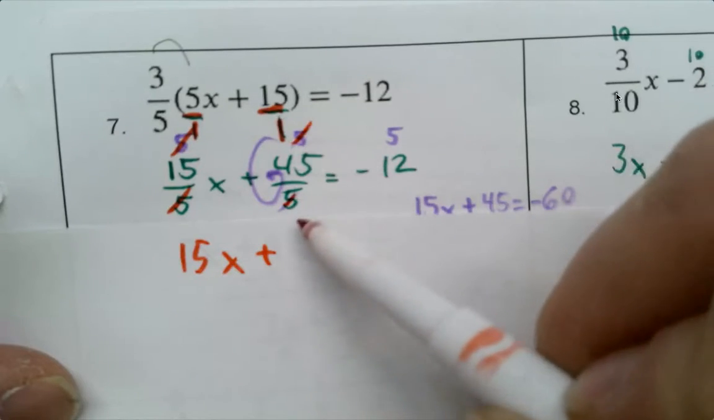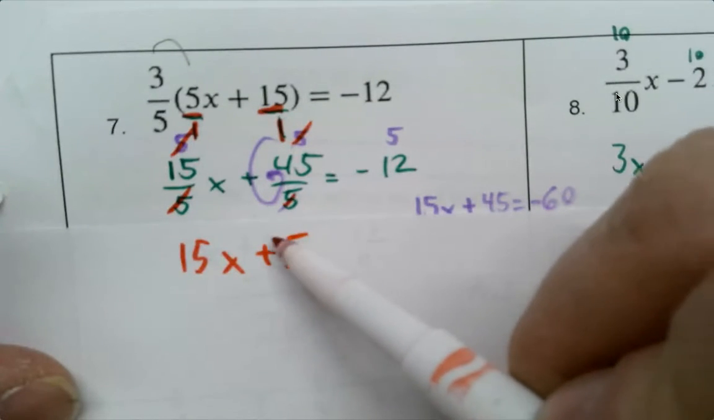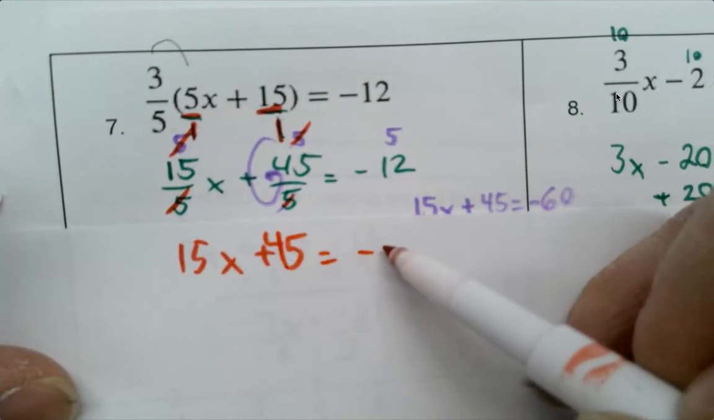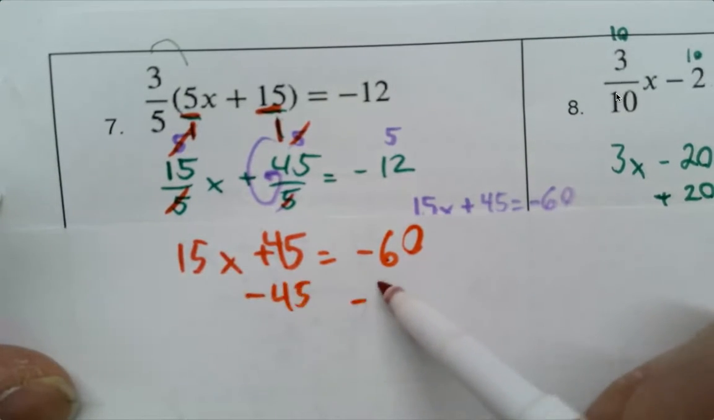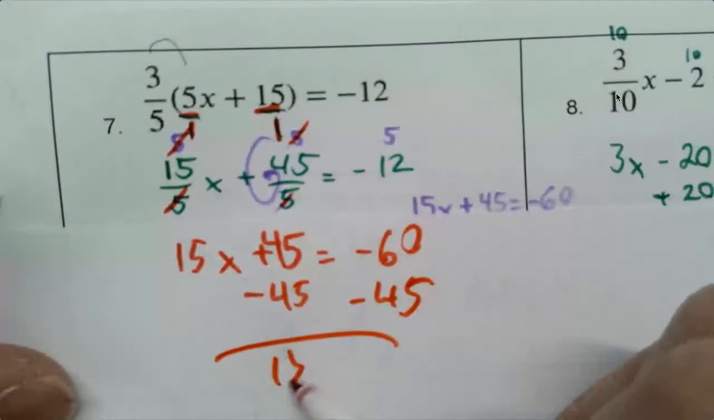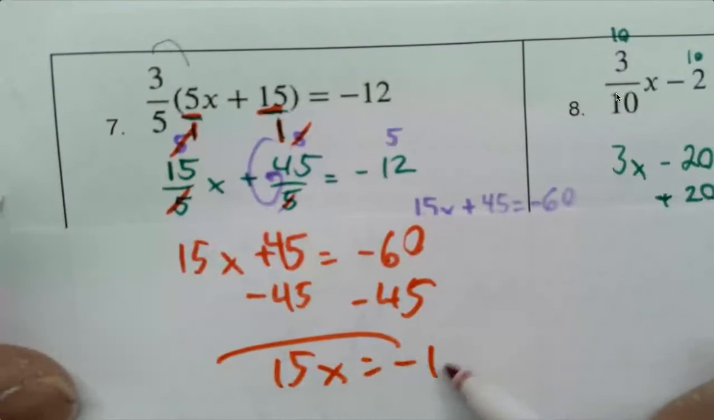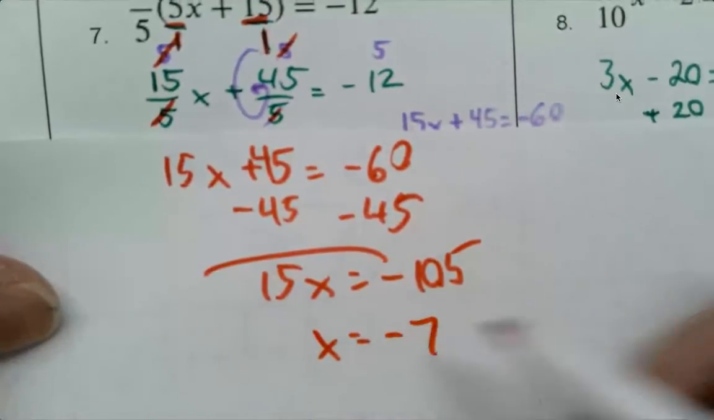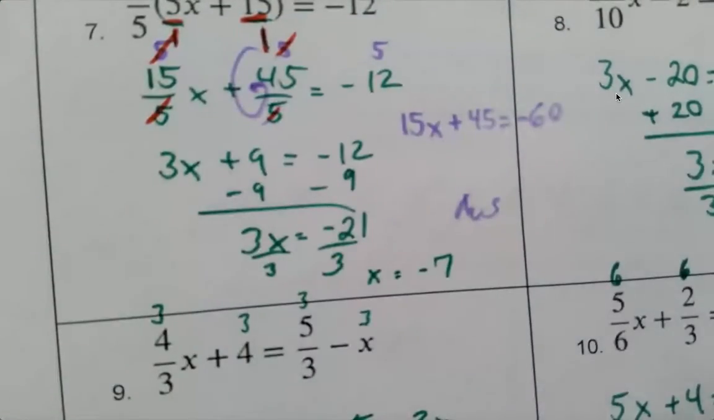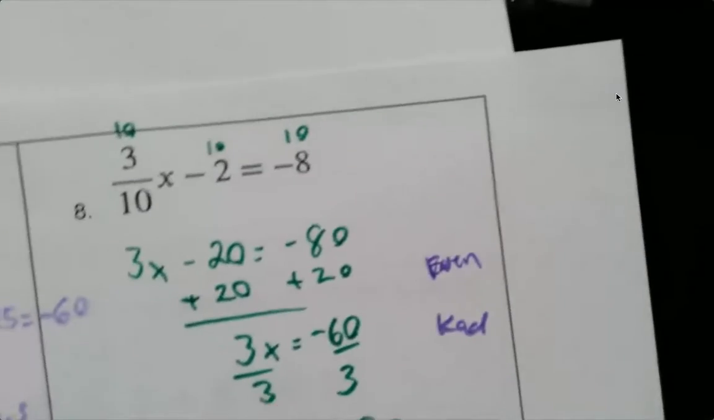This clears with this, plus 45 equals negative 60. Then I minus 45 here, both sides. 15x equals negative 105. When you divide by 15, you get negative 7 for that. Yeah, negative 7. There's one on the test like this.